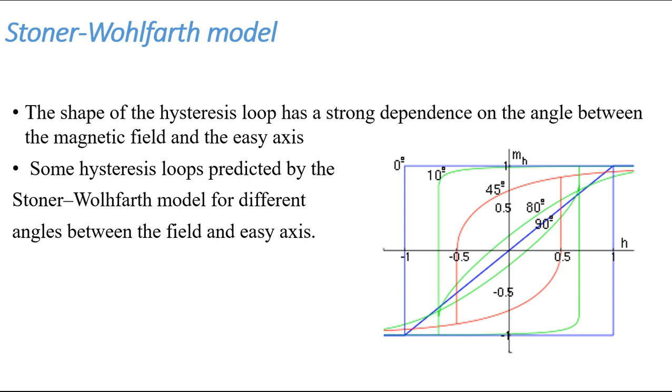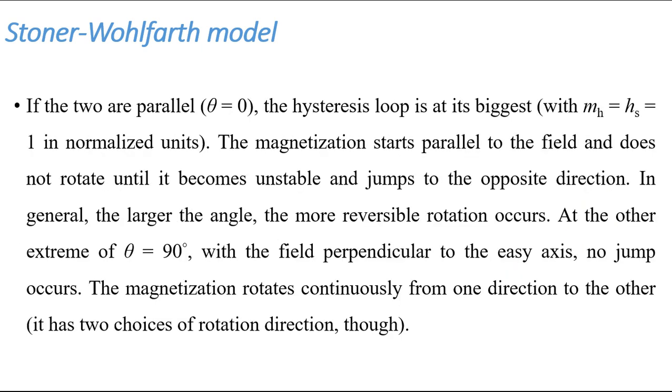You can see that with the change in the angle between the magnetic field and the z-axis, the coercivity changes very quickly from maximum to zero coercivity. Some hysteresis loops predicted by the Stoner-Wohlfarth model for different angles between the field and axis are shown in this figure, which is between reduced applied field and magnetic moment.